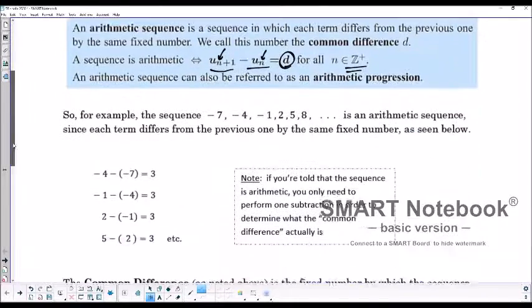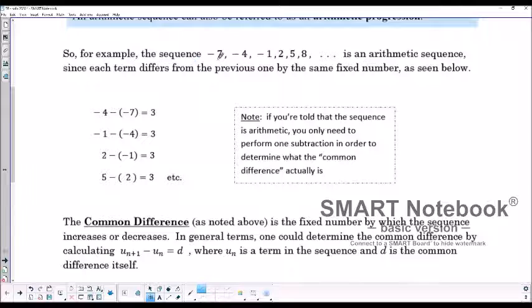So if we have this sequence -7, -4, -1, etc., you can see pretty clearly that to go from one term to the next, you're adding 3. If we take that formal approach and take some term and then subtract the term prior to that, then we get the common difference d.